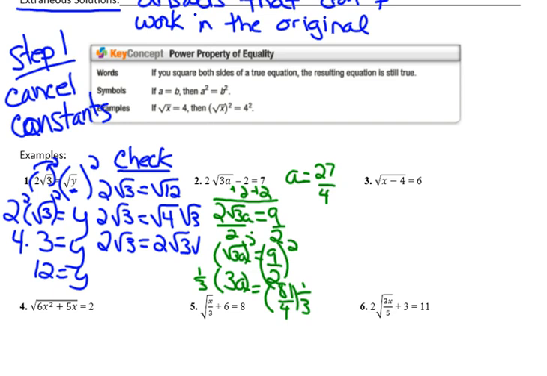So you need to get that radical part by itself, and then you need to square both sides. Over here, the radical part is by itself, so I can just square both sides. Square root and squaring cancel each other out, so I'm left with x minus 4. 6 squared is 36. Now I just have to finish getting x by itself, so we're going to add 4 to both sides, which gives me 40.